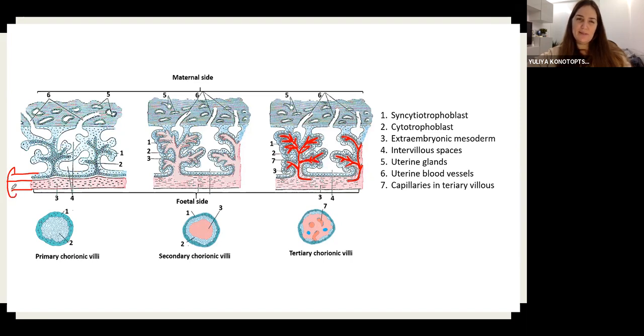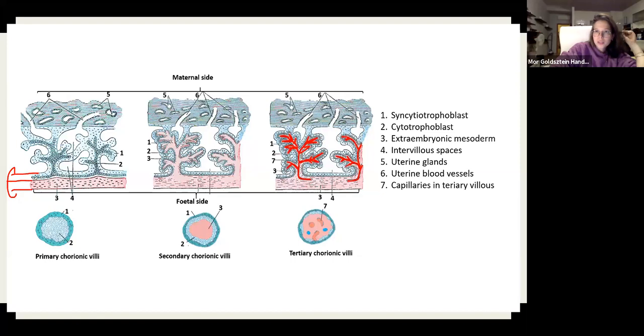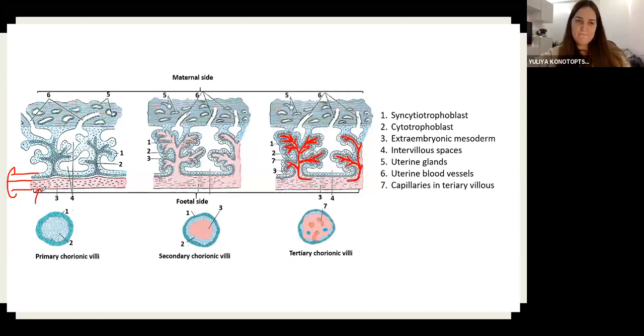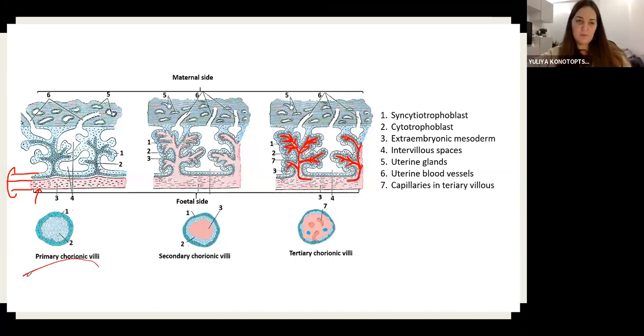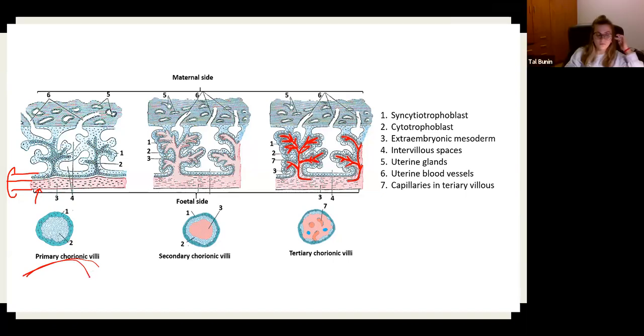Could you tell me what are the layers of the chorion? So what is this? Somatopleuric. Somatopleuric is this one. So splanchnopleuric is covering the yolk sac somewhere here. What's the top layer of the embryo?